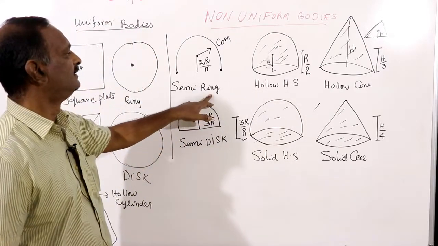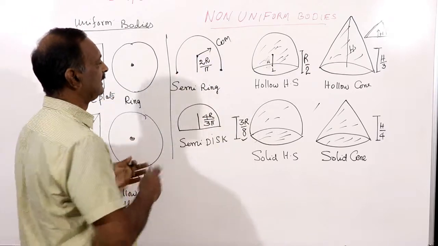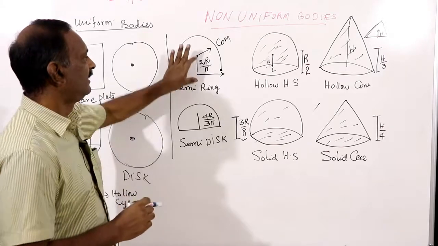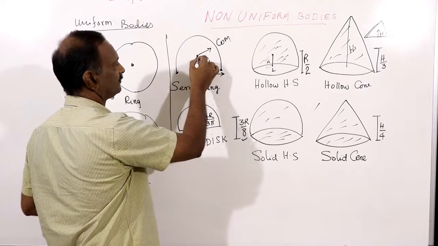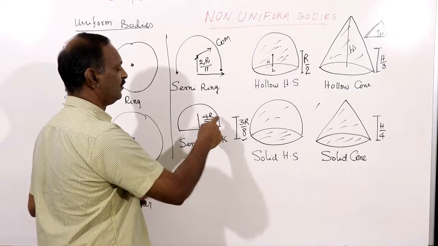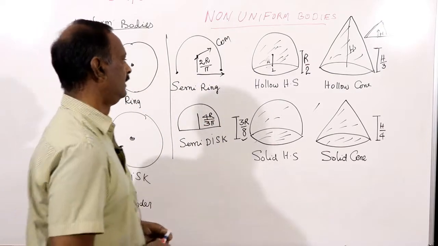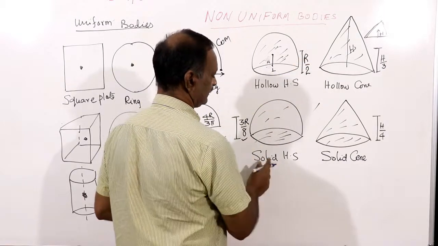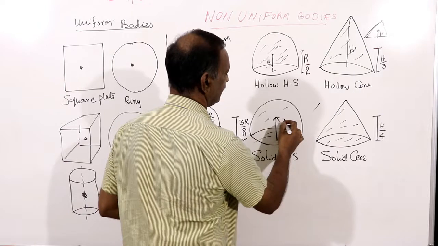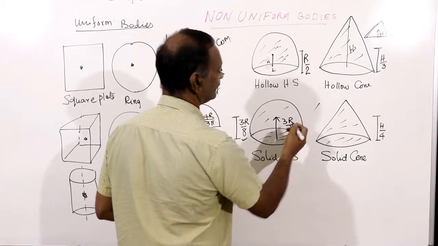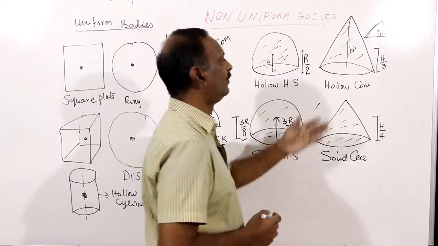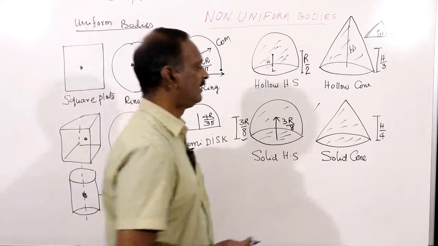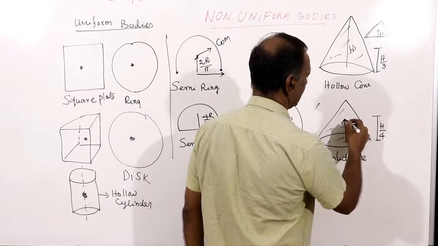For a semi ring, the center of mass is located at 2r by pi, where r is the radius. For a semi disk it is 4r by 3 pi, for a hollow hemisphere r by 2, for a solid hemisphere 3r by 8, for a hollow cone the height h by 3, and for a solid cone it is h by 4.